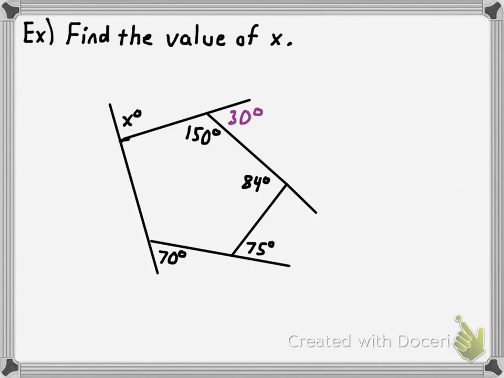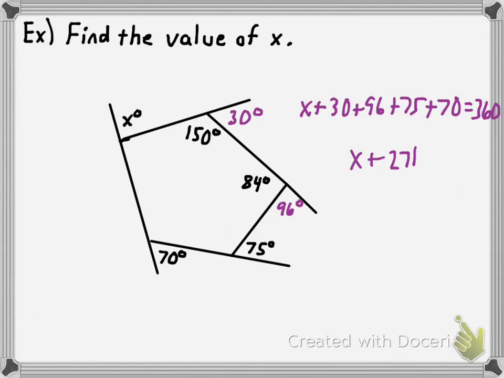You got 30 degrees there. Let's see, this will be 96 degrees. We already know this 75 degree angle and this 70 degree angle. So now we can simply say that x plus 30 plus 96 plus 75 plus 70 is equal to 360 because that's the sum of the exterior angles. And so you get x plus 271 is equal to 360. And so that tells us that x is equal to 89. Almost a right angle, but not quite. Well, excellent. So that's one way of using the sum of the exterior angles.